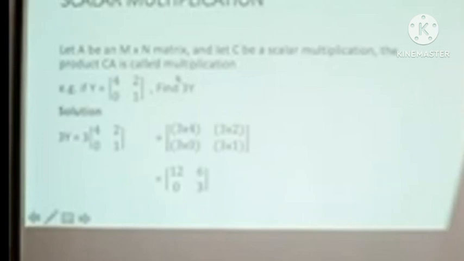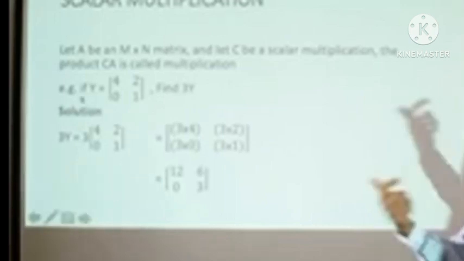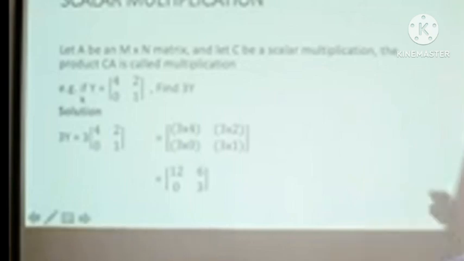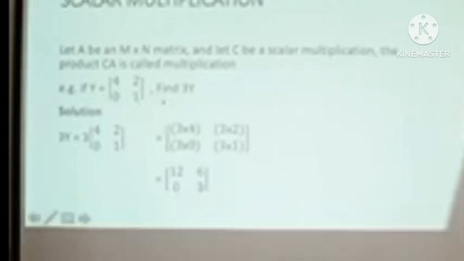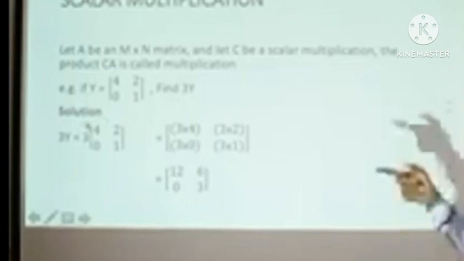The product C and A, that is C times A, is called a scalar multiplication. Meaning, the number multiplying a matrix is called the scalar. For example, we have y equals 4, 2, 0, and 1, and we have to find 3y. 3 there is the scalar because it's multiplying matrix y.